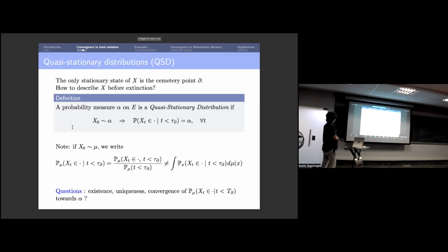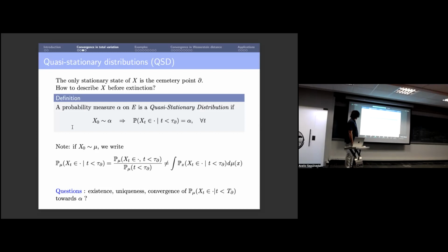And now let me recall what is a quasi-stationary distribution. Okay, so the definition is here. It's a probability measure alpha on E, such that if the initial value of the killed process is distributed as alpha, then the conditional distribution at any time of the process given non-extinction at the same time is equal to alpha.